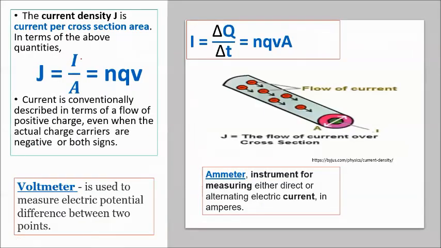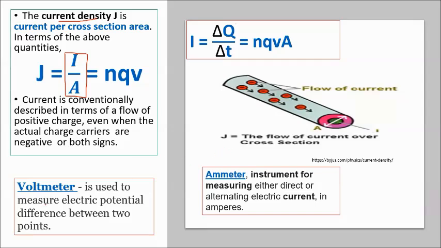So, when we divide I by area, this is equal to current density J. So where current density J is equal to N, Q, and V. So current is conventionally described in terms of a flow of positive charge, even when the actual charge carriers are negative or both signs. So again, current density is J equal to I over area. Electric current per square area.